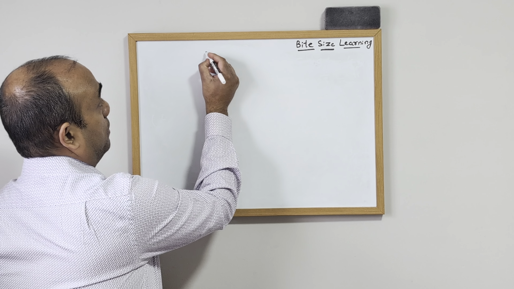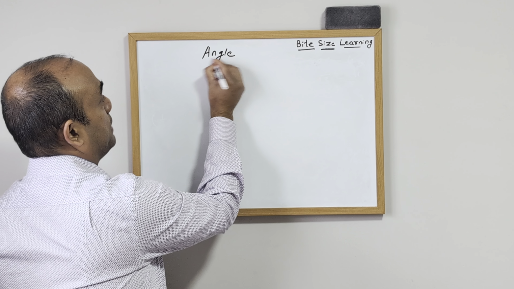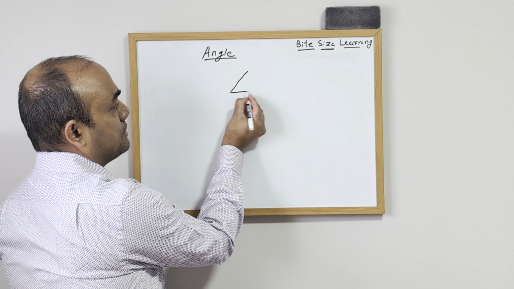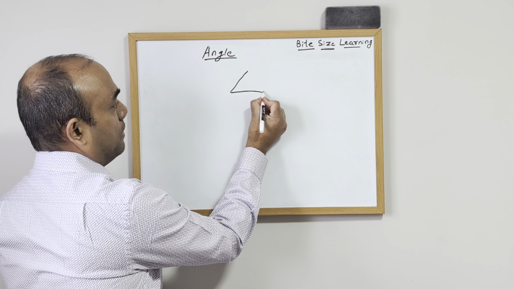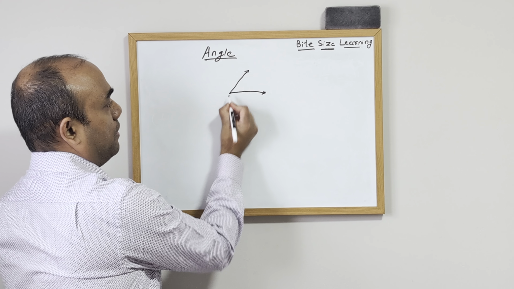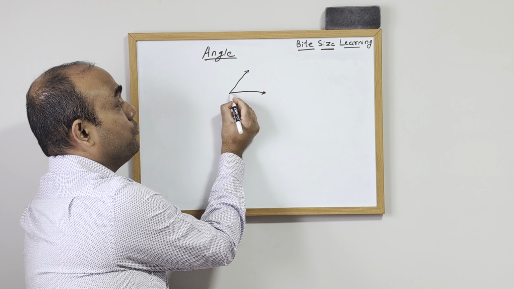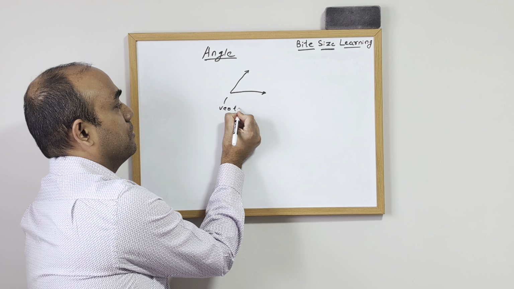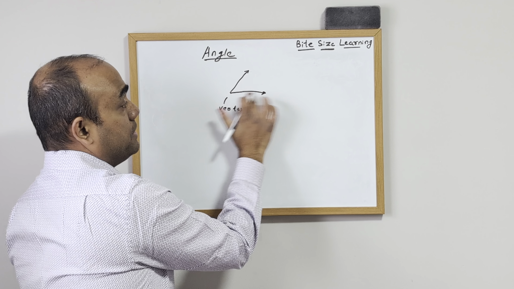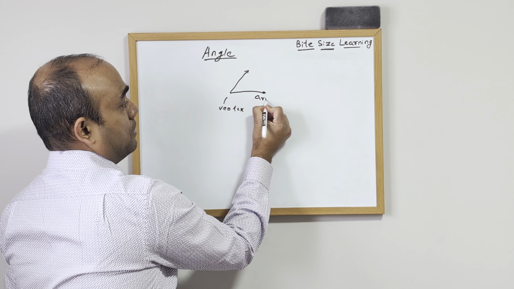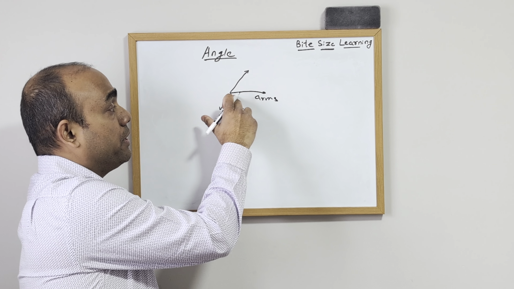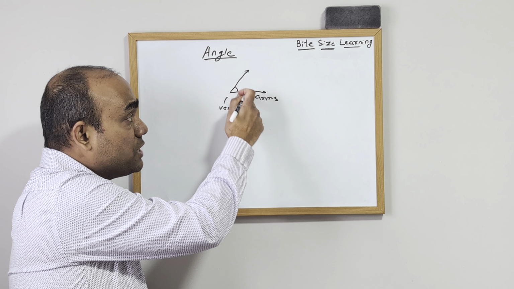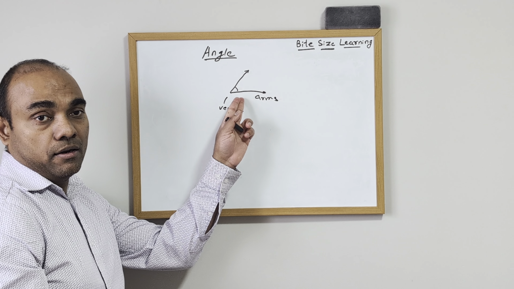Today we are going to discuss another basic topic, which is angle in geometry. What is an angle? You have two lines joining at the vertex. This is called the vertex and these are called the arms. So you have a vertex and two arms connecting through the vertex, and the space between these two arms is called the angle.